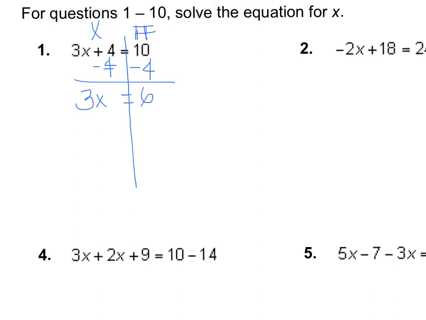Remember that 3x means 3 times x, and to get rid of what's multiplied, we do the opposite, which is to divide. So 3's cancel. I get x equals 6 divided by 3 is 2.